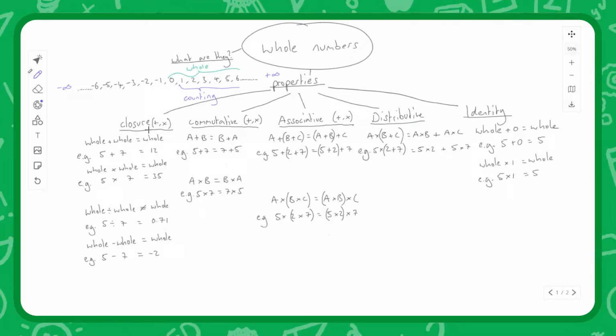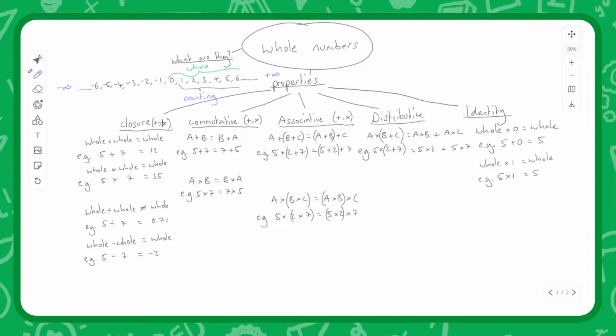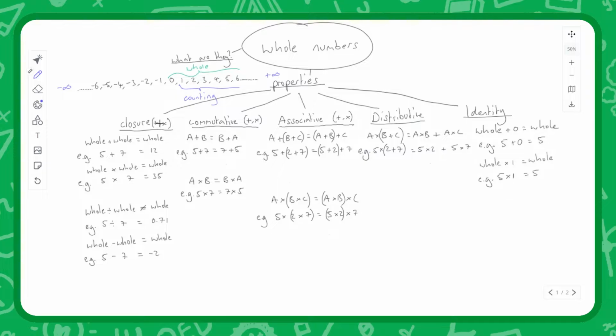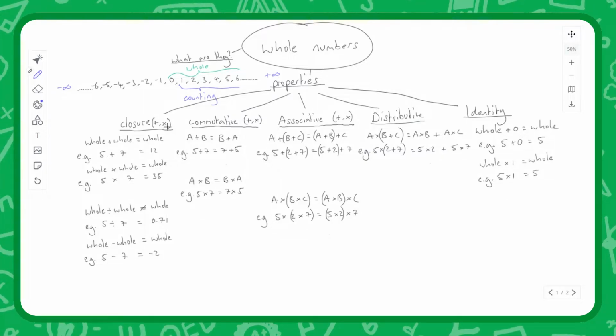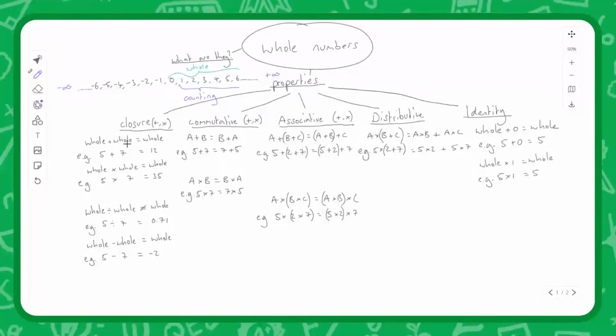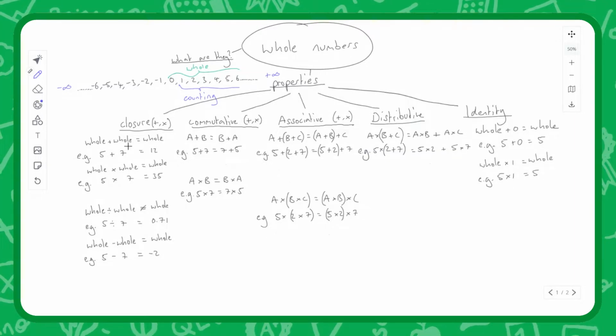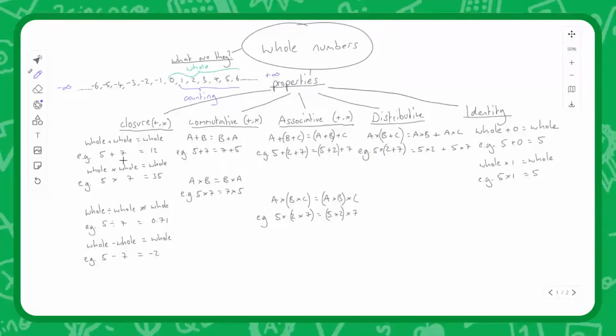The first rule is closure, and this is applicable to adding and timesing numbers. You'll see why we've made this caveat in a second. What closure says is very obvious: a whole number plus a whole number gives us a whole number. For example, 5 plus 7 gives us 12. All these numbers are whole numbers.